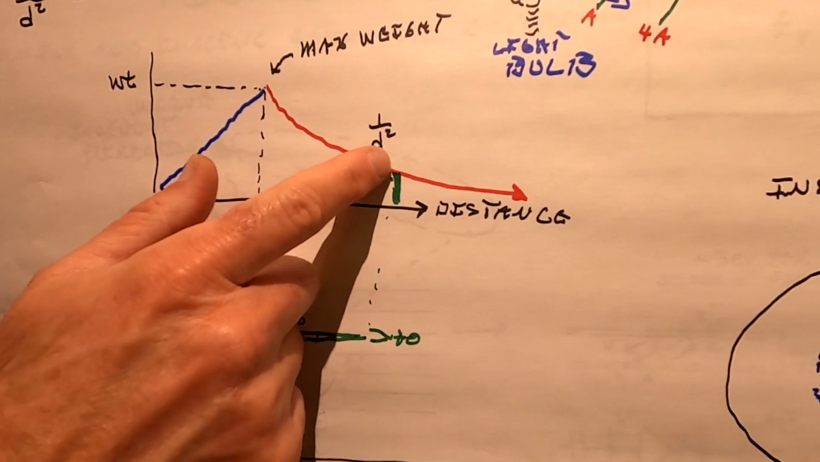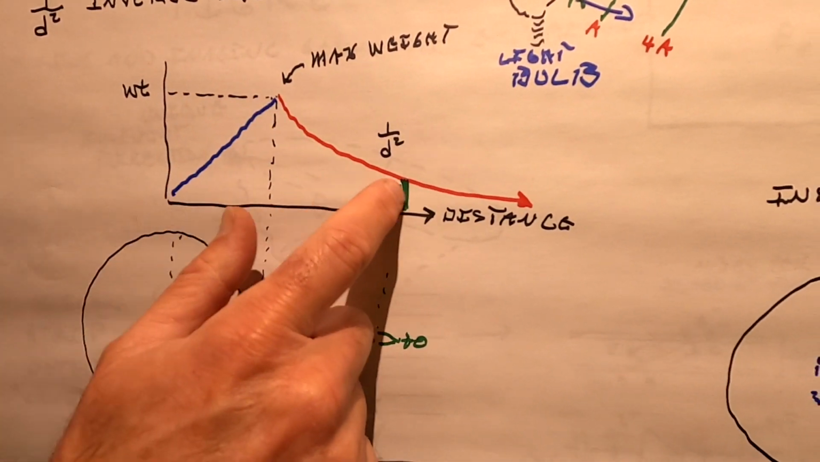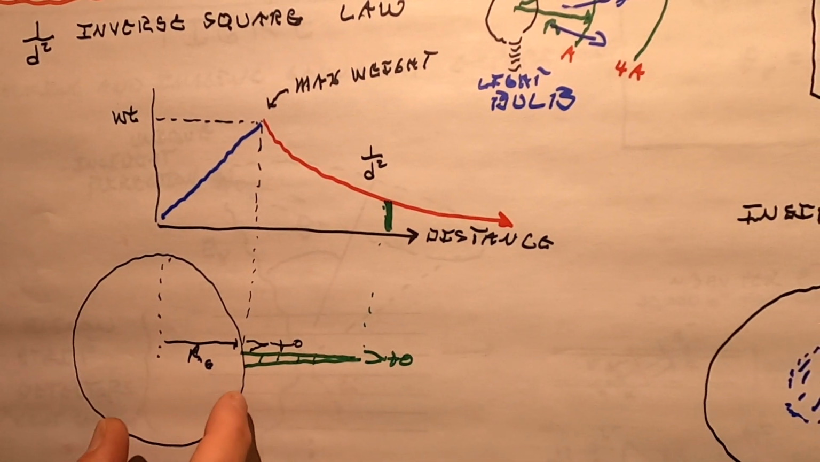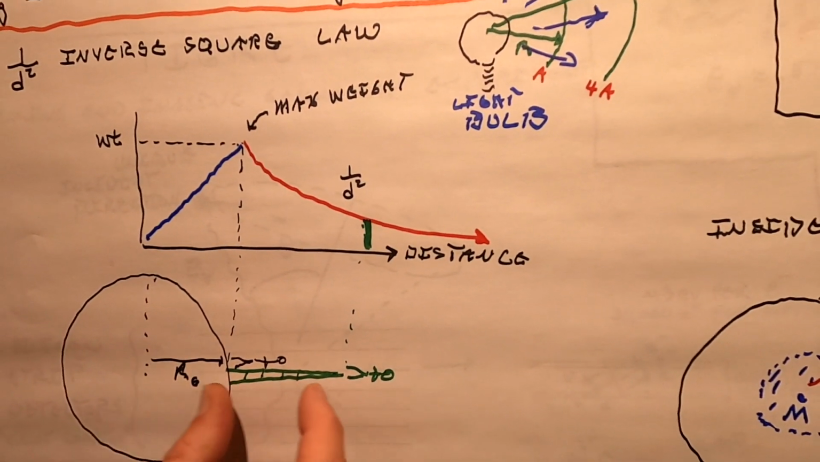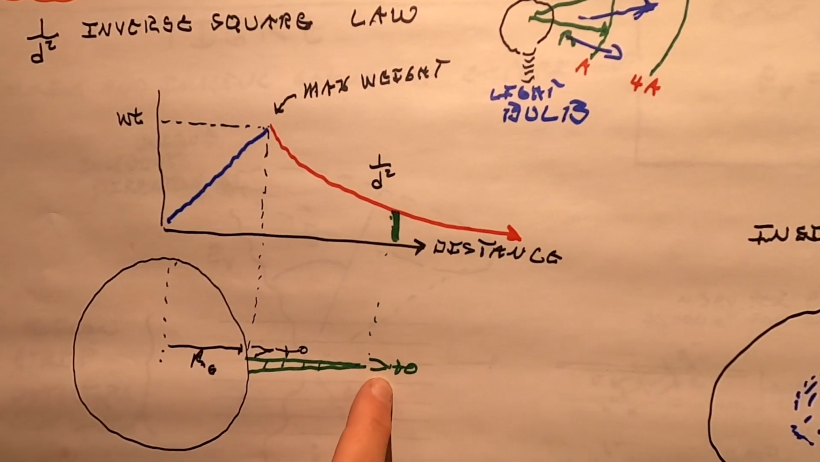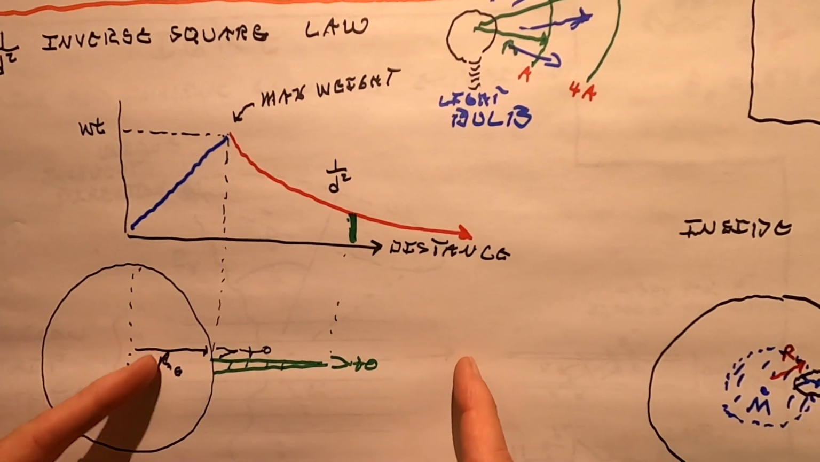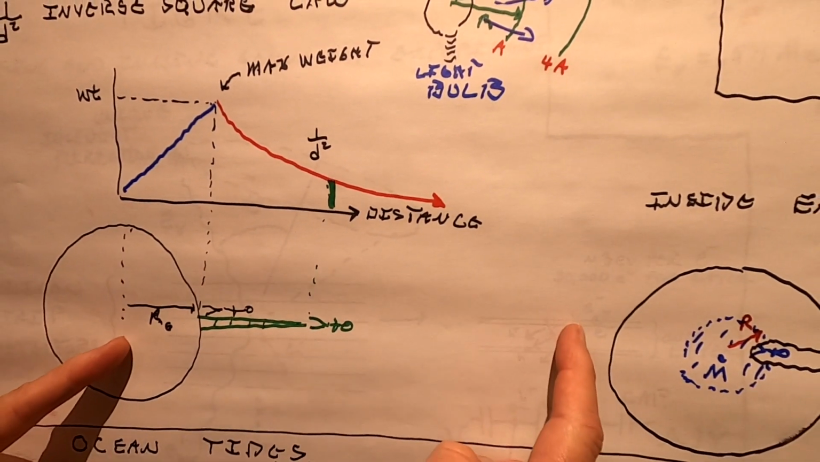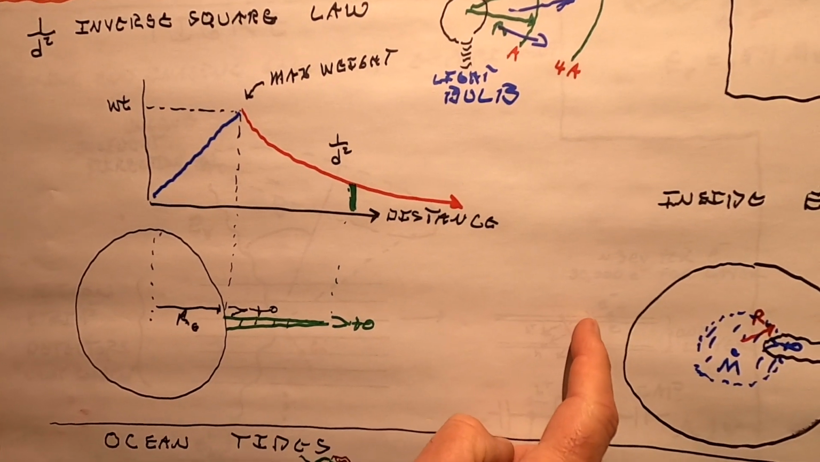You notice right here, it's much smaller. This thing follows a 1 over the distance squared. So if you got on a ladder exactly the same height as the radius of the Earth, you would weigh 1/4 as much. Up here, triple the distance, you would weigh 1/9 as much. Quadruple the distance, you'd weigh 1/16 as much.